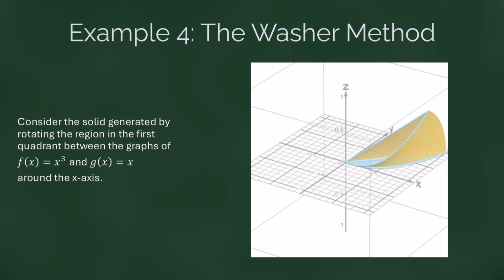In this next example, we're going to simultaneously rotate two curves around the x-axis. We'll see this time that our cross-section has a slightly different shape, but we can still continue to use the same problem-solving strategy in order to calculate the volume of this solid. Here we have the curves f of x equals x cubed and g of x equals x being rotated around the x-axis.